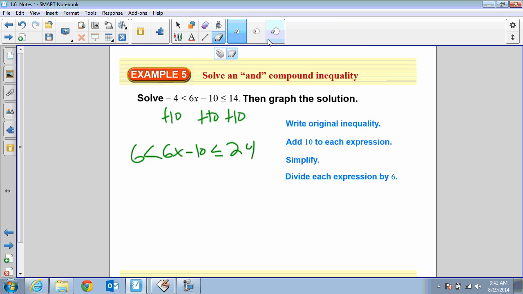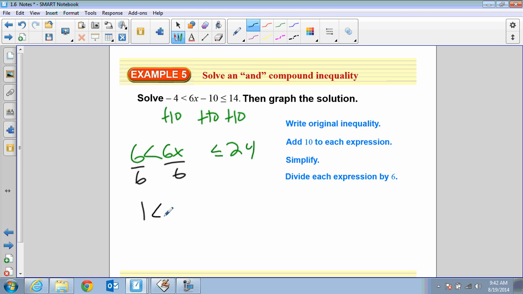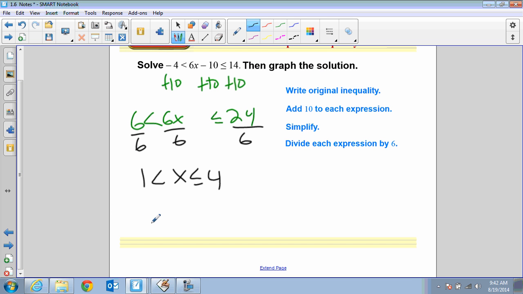Check that. That 10 shouldn't be there anymore because we added 10. We got rid of it. So it should just be 6x. 6 is less than 6x, which is less than or equal to 24. Then we're going to divide by 6 on both sides. 6 divided by 6 is 1, is less than x, is less than or equal to 24 divided by 6, which is 4. So we'd have x in between 1 and 4, basically, or x is greater than 1, but less than or equal to 4. So then we graph that.